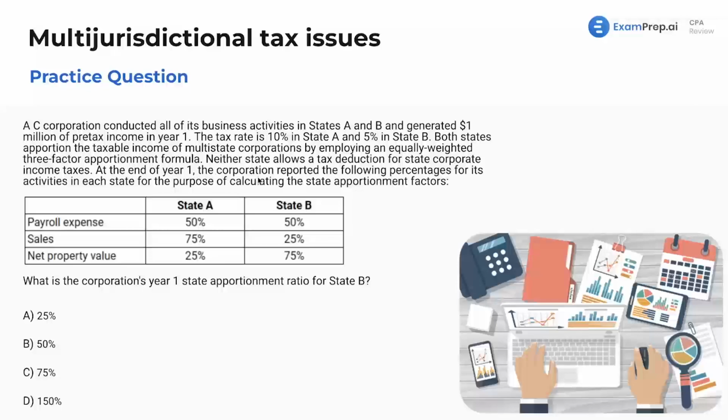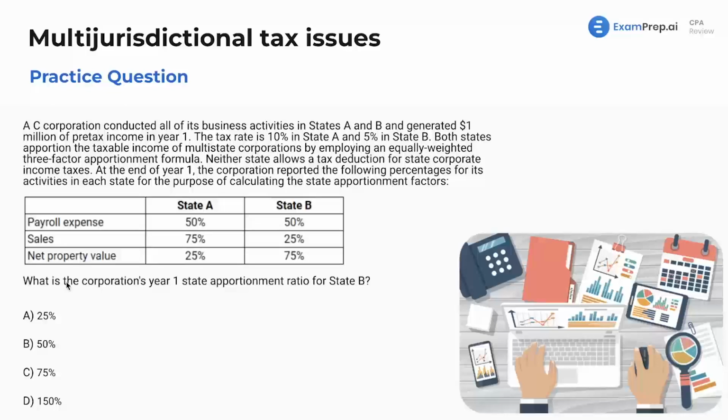At the end of year one, the corporation reported the following percentages for its activities in each state for the purposes of calculating the state apportionment factors. Here we go. We got payroll expense, sales, and net property value. These are great factors because how much you conduct your activity and your business in a state will probably depend on your payroll, your employees, sales, how much you generate in revenue, and then your net property value. If you got all your property in one state, well, that's going to affect it very much more so than having it in both states equally.